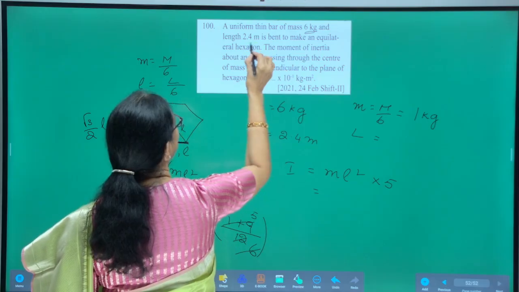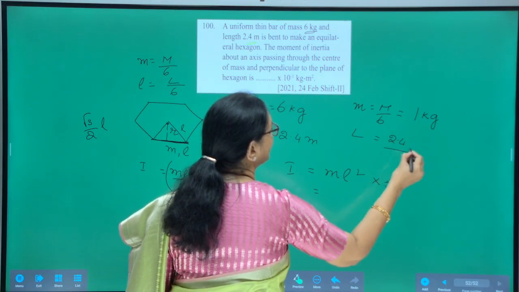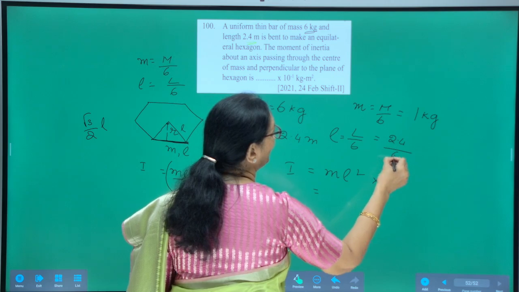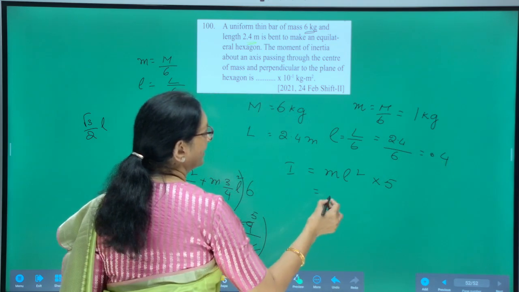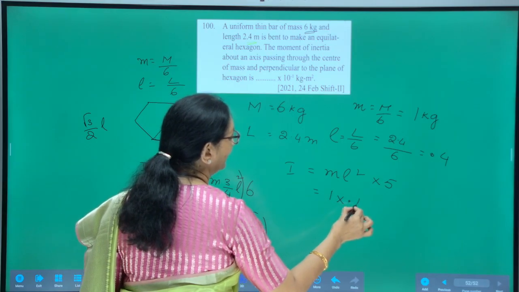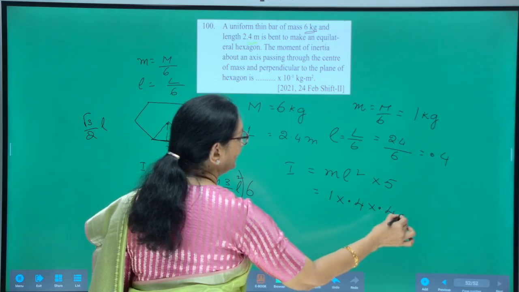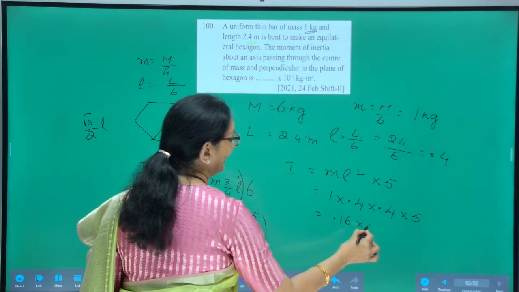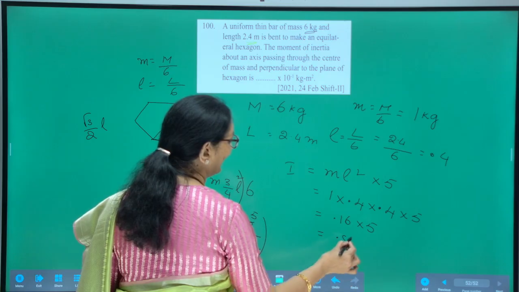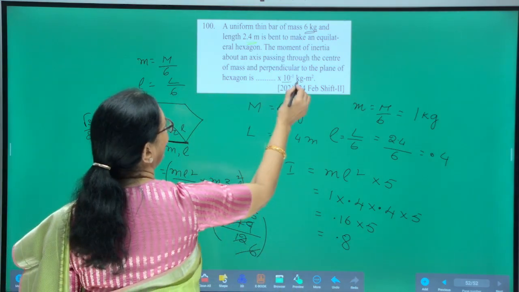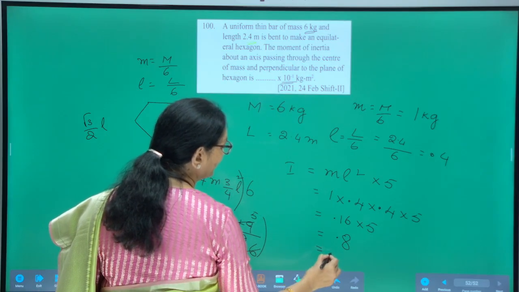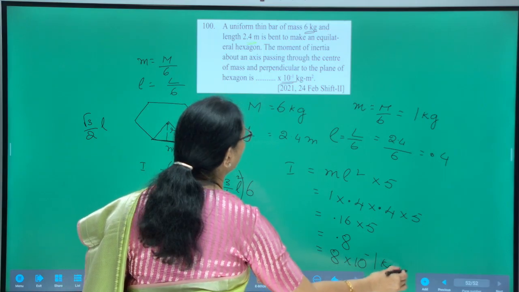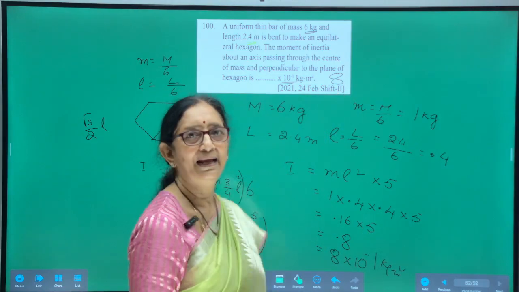And length of the rod is given as 2.4 meters. Each side length becomes L by 6, that is 2.4 by 6, that is 0.4. So, it is 1 into 0.4 into 0.4 into 5. So, it is 0.16 into 5. This is 0.8. Okay. So, he gave it as something into 10 power minus 1. This becomes 8 into 10 power minus 1 kg meter square. So, the answer is 8.